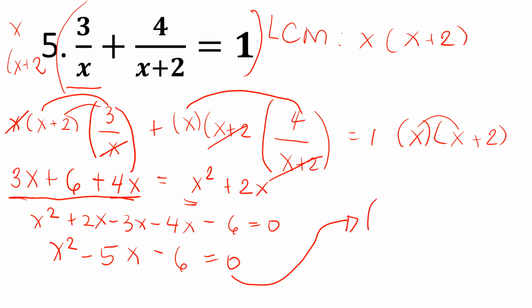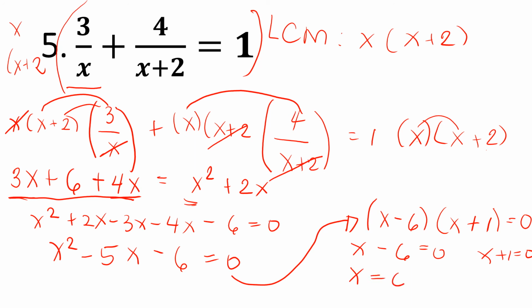So we need to factor x and then x. Factors of 6 that when you subtract, the result is 5. So that is 6 times 1. So negative 6, positive 1. By zero product property, x minus 6 equals 0, and x plus 1 equals 0. So the two roots are x equals 6 and x equals negative 1. So the roots of 3 over x plus 4 over x plus 2 equals 1 are 6 and negative 1.